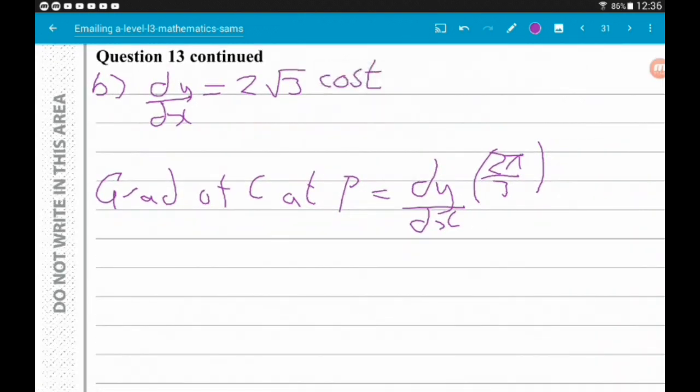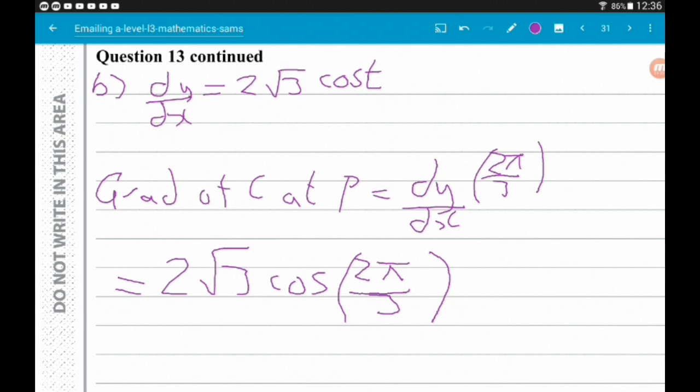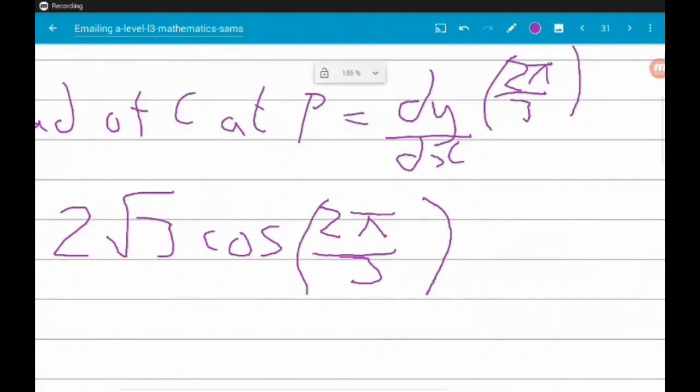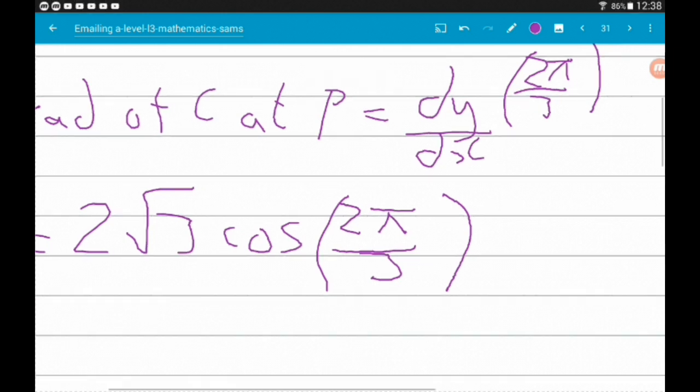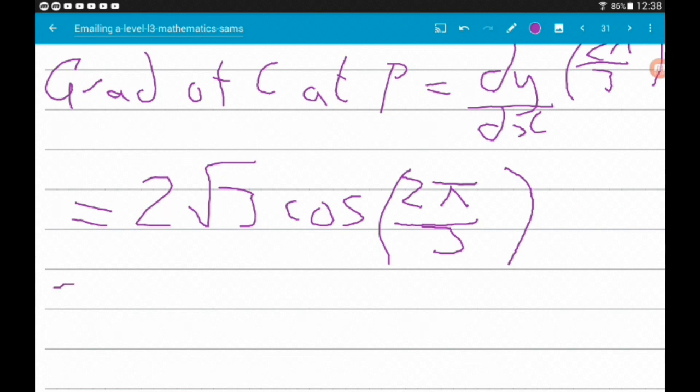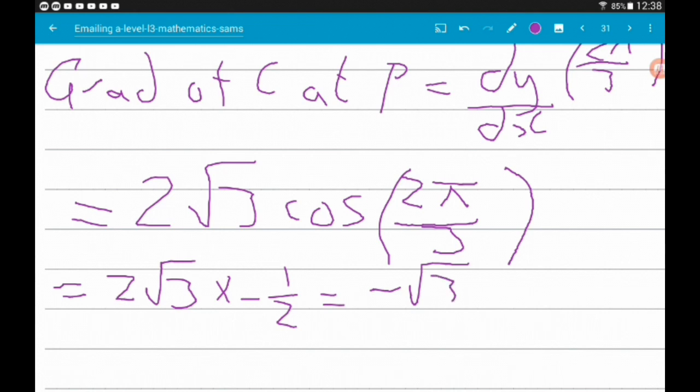So this is equal to 2 root 3 cos of 2 pi over 3. Now this is in radians, so put that in your calculator and we will get, well, cos of 2 pi over 3 is minus a half, so we've got here 2 root 3 times minus 1/2. So the 2's cancel out and we just get minus root 3.